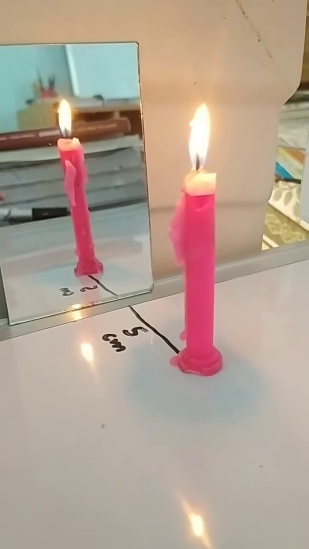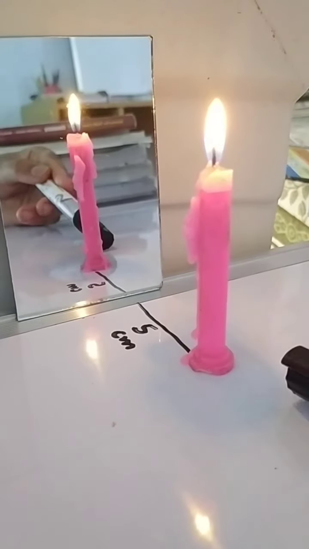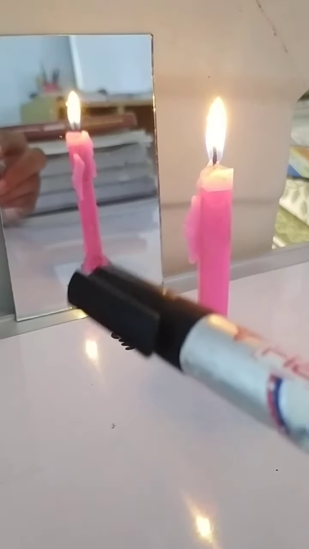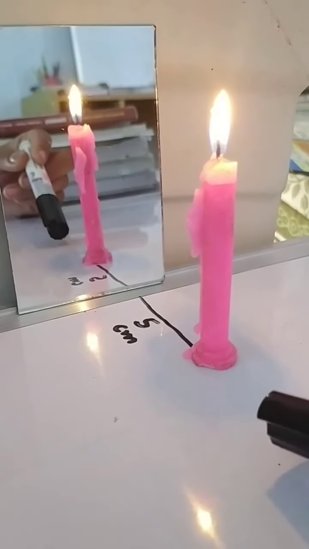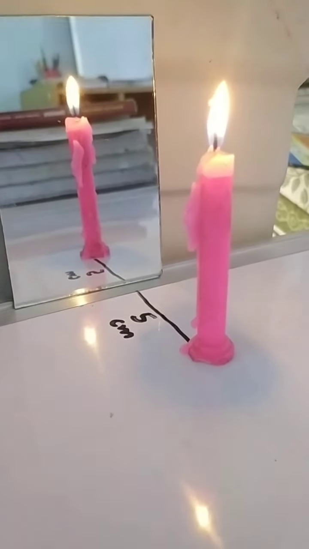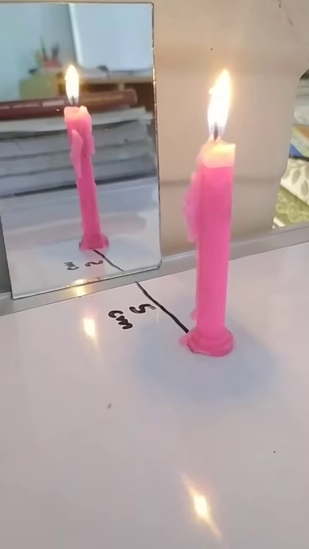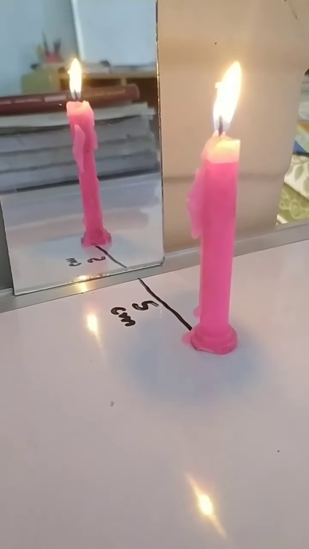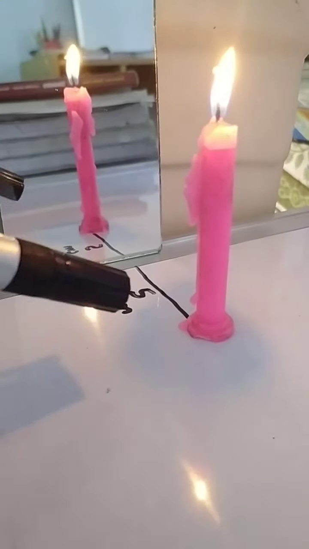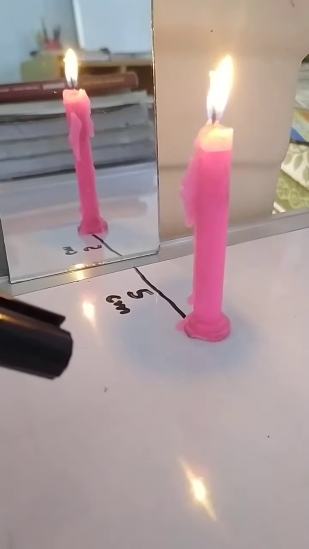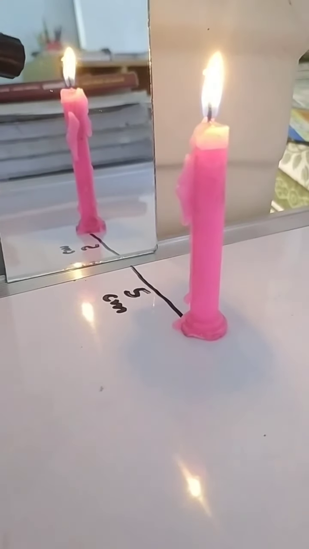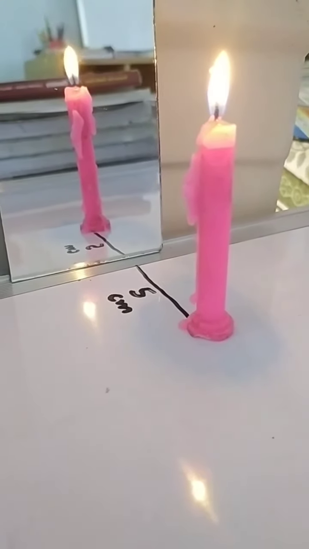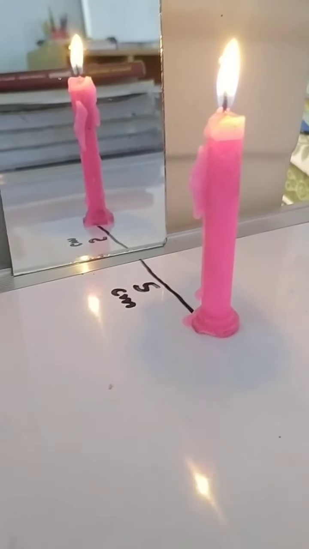So here I have taken one burning candle as an object in front of the plane mirror. Now we can clearly see the image of this candle in the mirror. The image that has formed in the mirror is erect, as we are able to see the candle as the same image formed in the mirror. So this is an erect image.